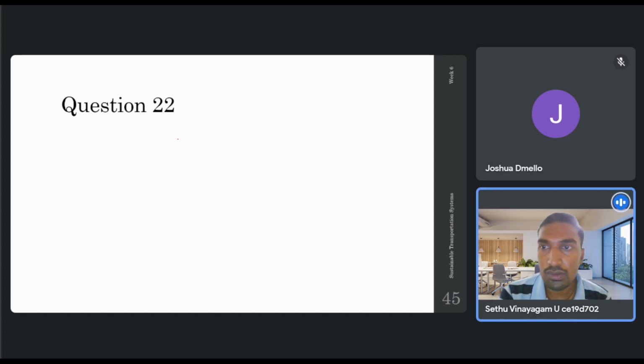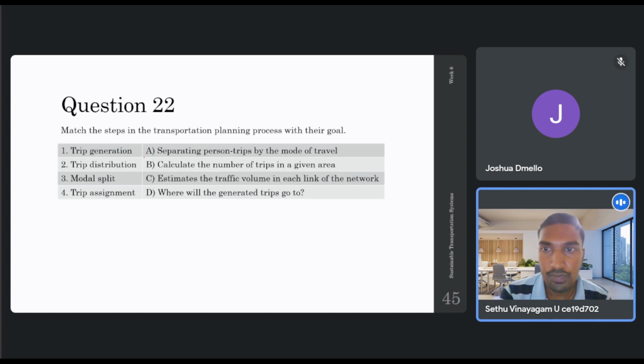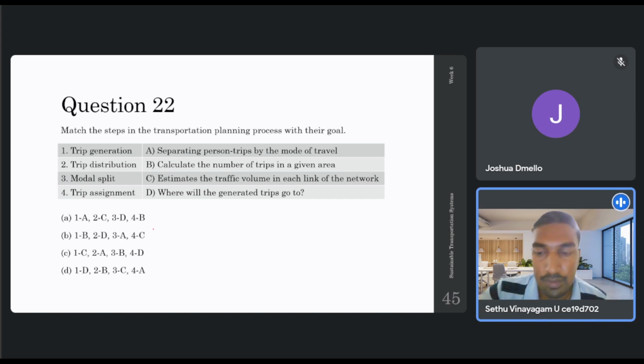Question number 22 is: match the steps in the transportation planning process with their goal. We have the four steps of the four-stage planning process: trip generation, distribution, modal split, and trip assignment. And we have different goals listed here. First is separating person trips by the mode of travel. Second, calculate the number of trips in a given area. C, estimate the traffic volume in each link of the network. And D, where will the generated trips go to? So we have four different matchings given here, and you want to pick the right match.